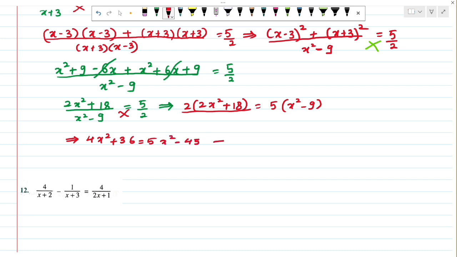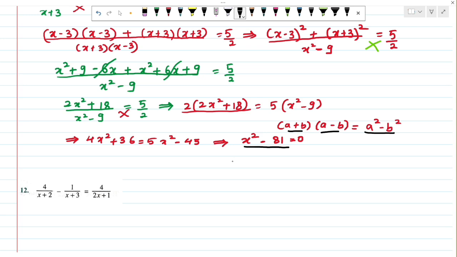So this can be written as x square. So 5x square minus 4x square is x square, and minus 45 minus 36 becomes minus 81, which is equal to 0. So now this is of the form a square minus b square. So a plus b and a minus b can be written as a square minus b square. So this is in the form of a square minus b square, so now I'll write it as a plus b and a minus b.